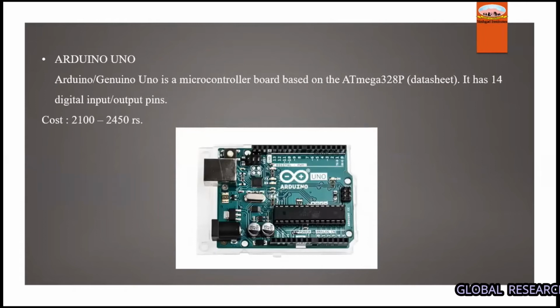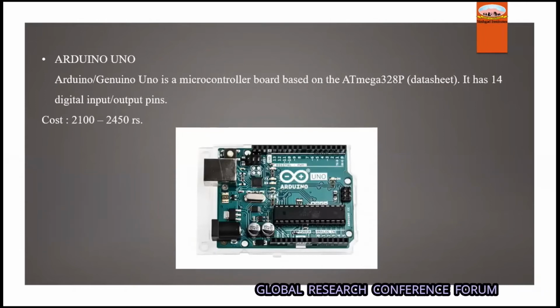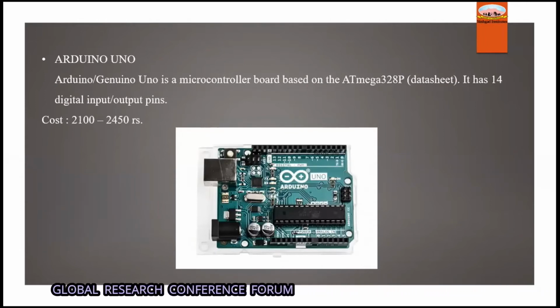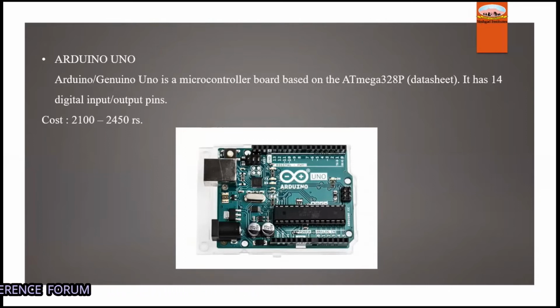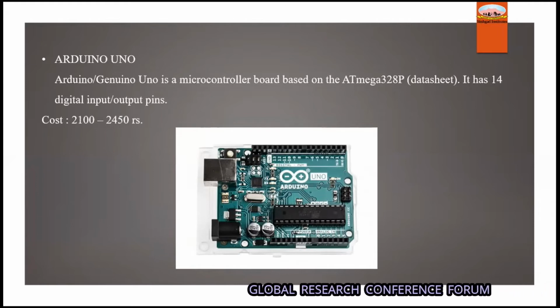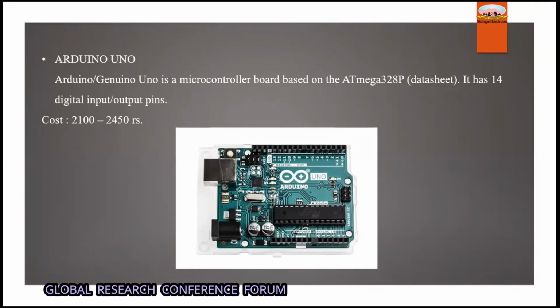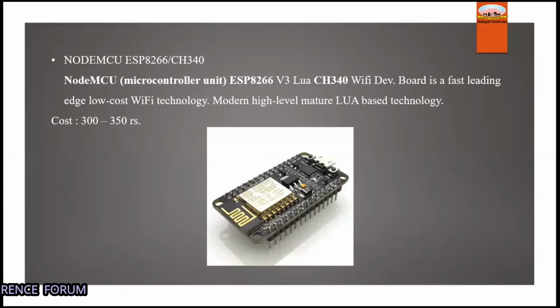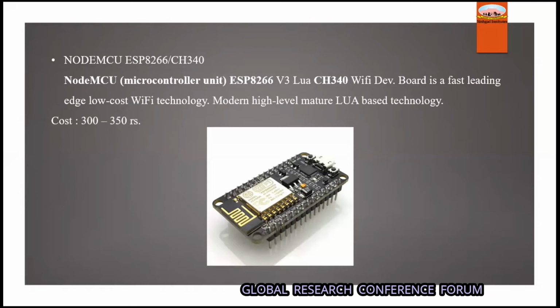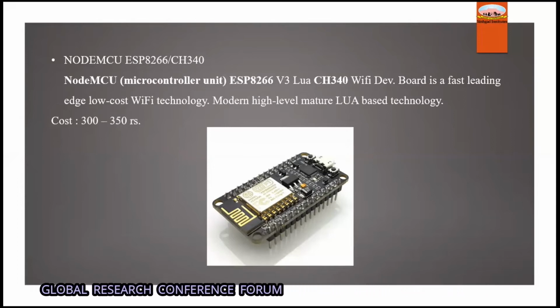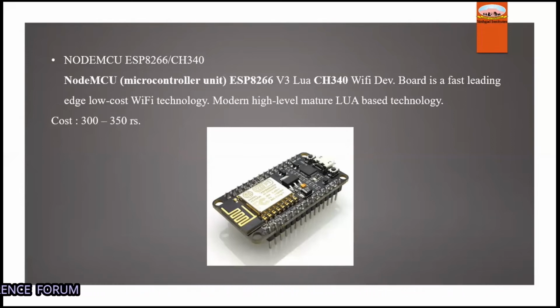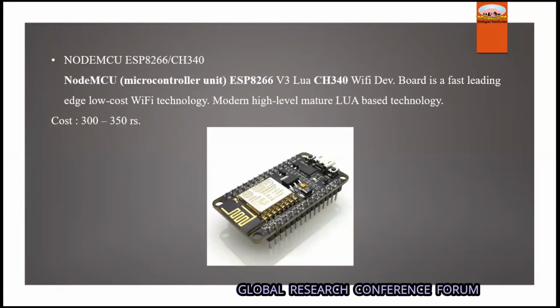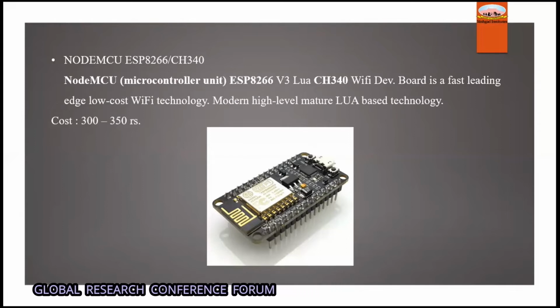Next is the Arduino Uno. It is a microcontroller board based on the ATmega328P. It has 14 digital input or output pins. Next is the NodeMCU ESP8266, and it is a fast, leading-edge, low-cost Wi-Fi technology, with modern, high-level, mature Lua-based technology.